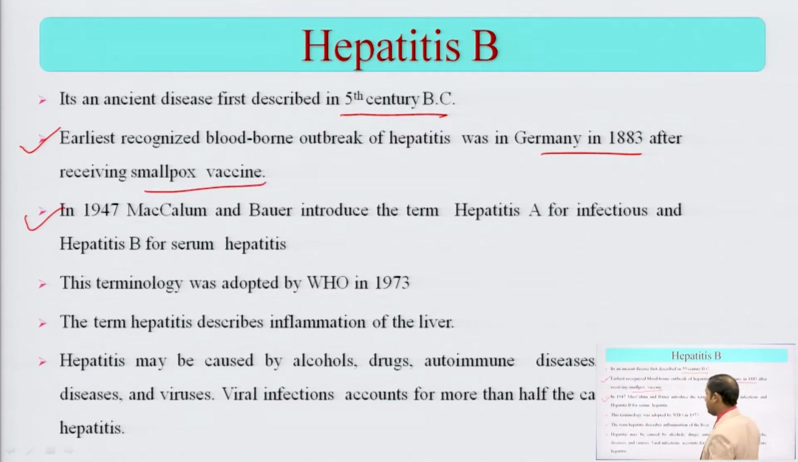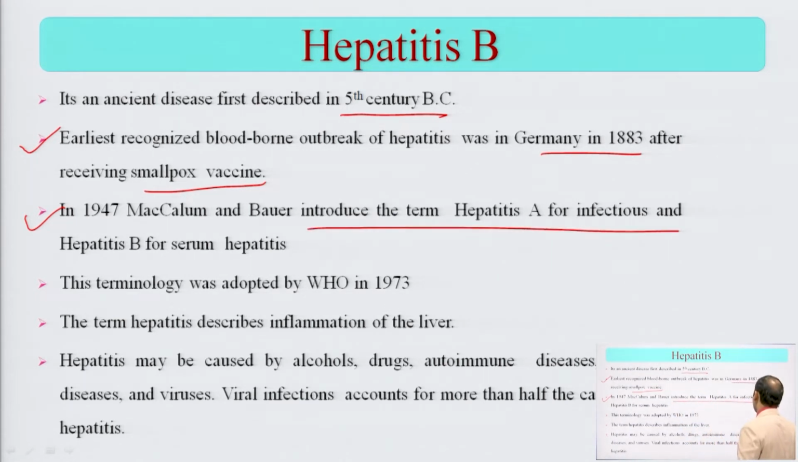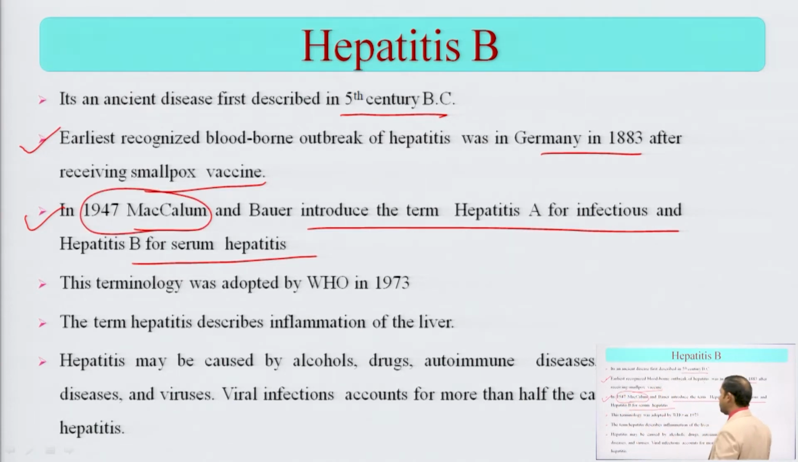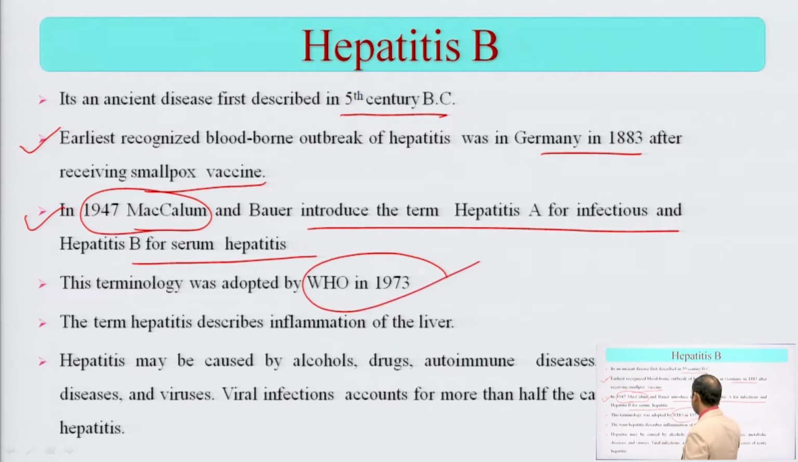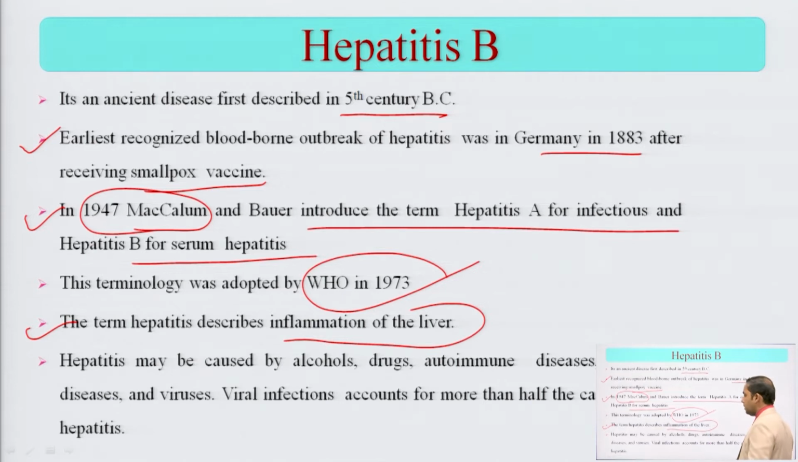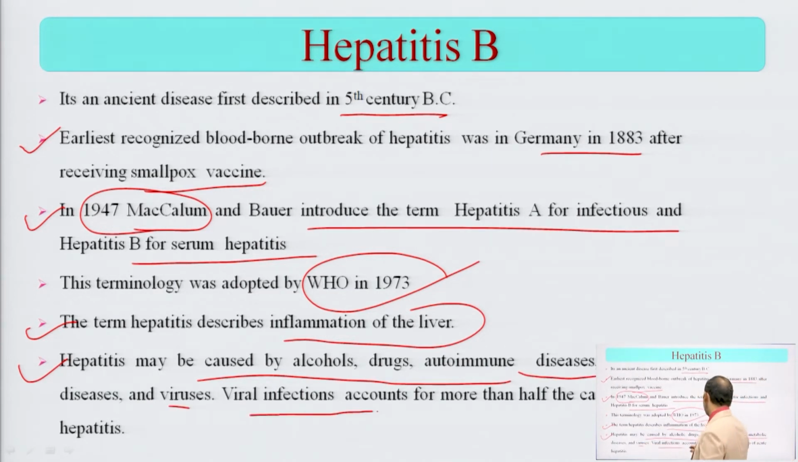In 1947, McCollum and Weir introduced the term hepatitis A for infectious hepatitis and hepatitis B for serum hepatitis. McCollum actually tried to separate them. The terminology was adopted in 1973, and the term hepatitis described inflammation of the liver. Before that, it was not clear. Hepatitis may be caused by alcohol, drugs, autoimmune diseases, metabolic diseases and other viruses. Viral infection may account for more than half of the causes of acute hepatitis.